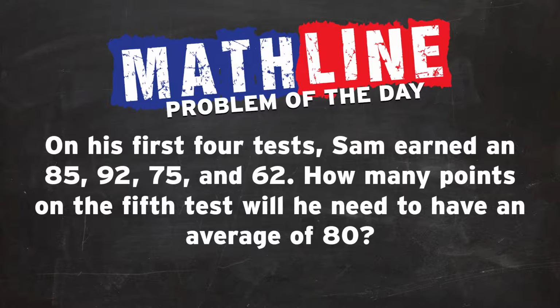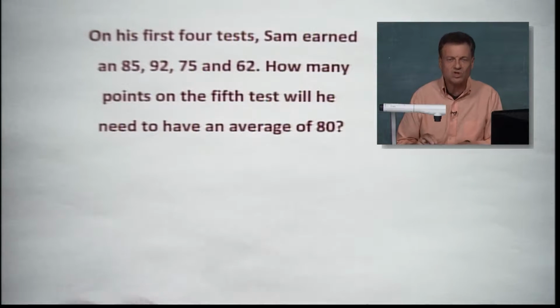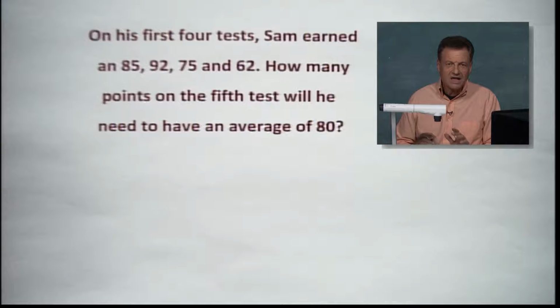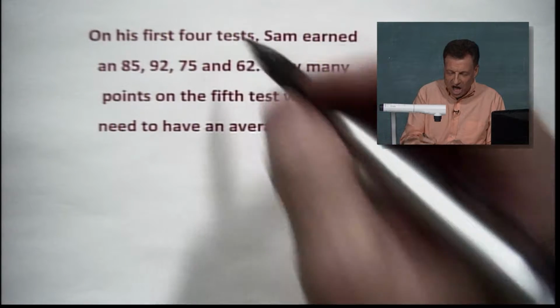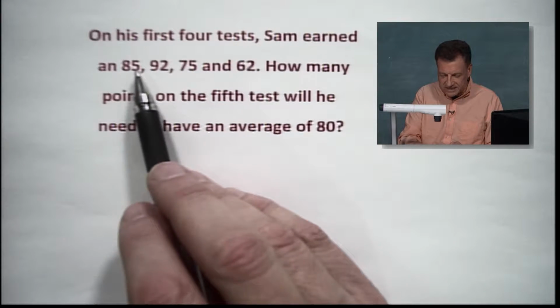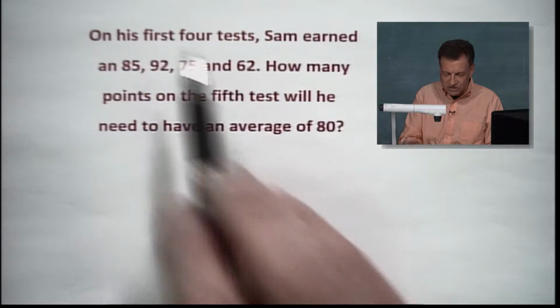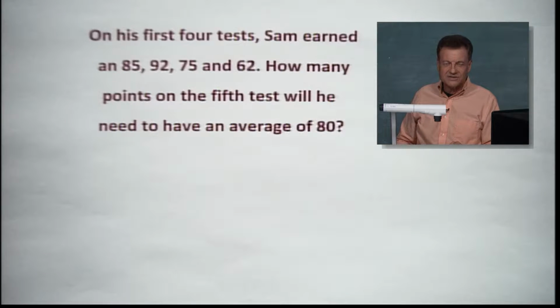So we got 4 tests. Sam has earned an 85, 92, 75, and 62 so far. How many points does he need to get an average of 80 on the 5th test? Let's take a look at it and see where it's going here. First of all, let me caution you. You don't want to take these 4 grades and average them and say, oh, that's the number we need to get. No, that's not how it's going to work.